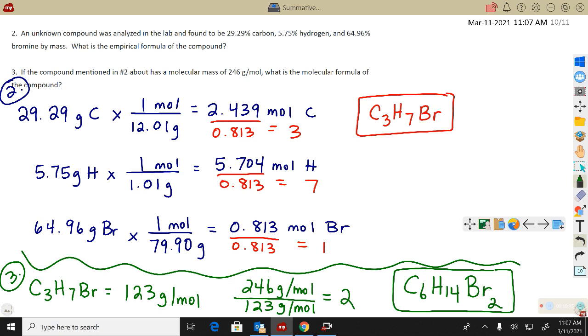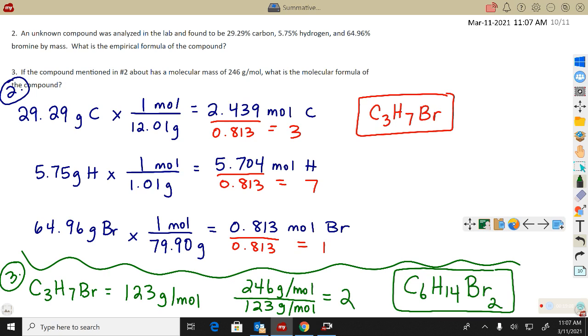And so here too, if you would have just divided by 8, or I should say 0.8, you might not have gotten perfect whole numbers. But if you leave a little more, 0.81, 0.813, and the more precision you leave, the better your ratio will be. Now I got a nice 3-7-1 ratio. So there's my empirical formula.